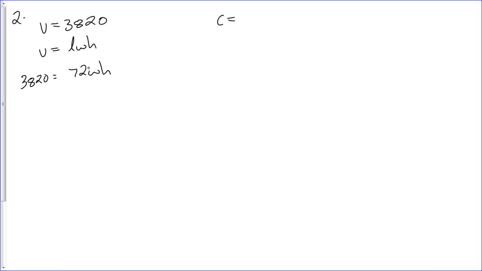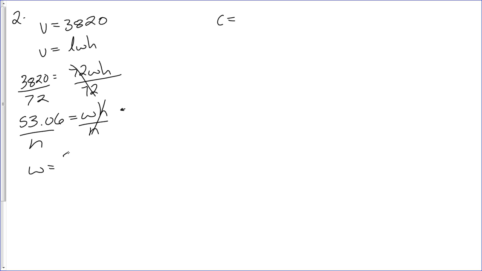All right. So now let's divide by 72. 53.06 equals WH. If you remember back from the videos, this is one of those aha moments. Divide by H, divide by H. So the width equals 53.06 divided by H.